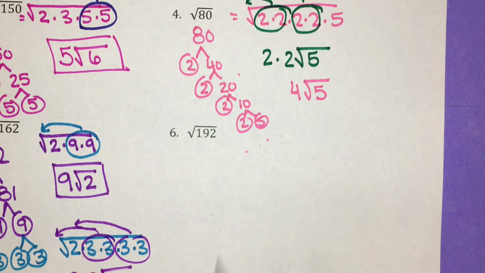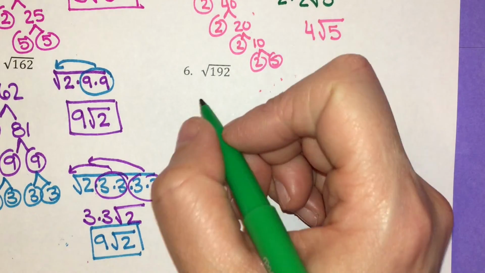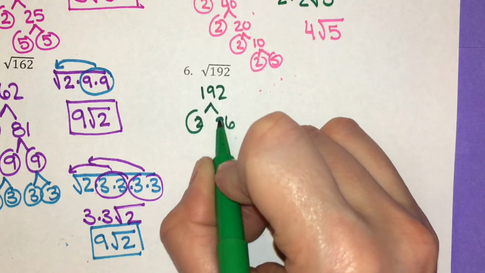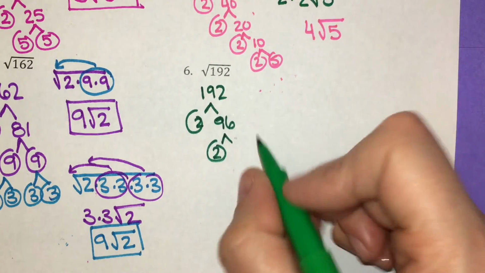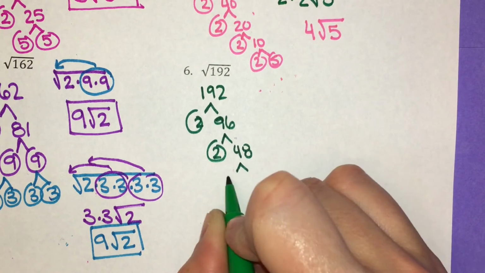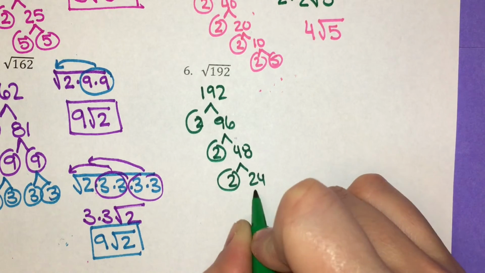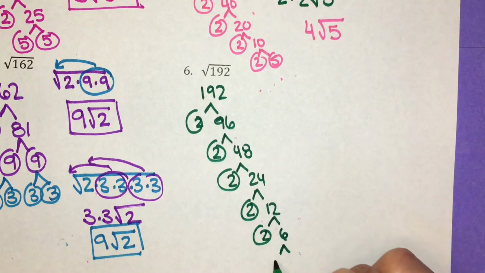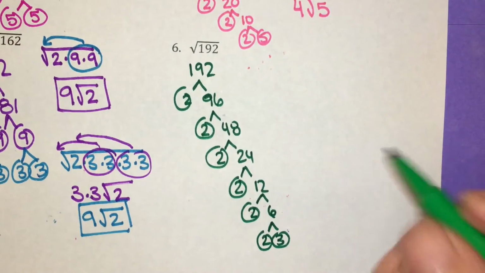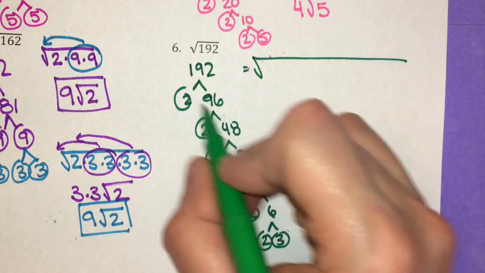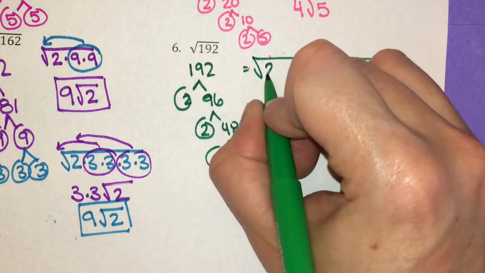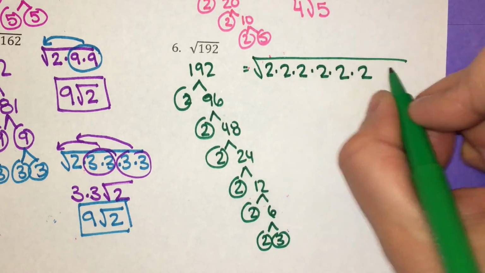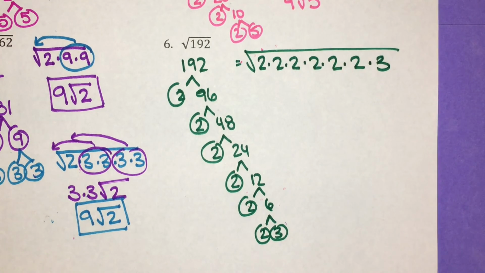Okay, then 192, square root of 192, breaks down to 2 times 96. 96 is 2 times 48. 48 is 2 times 24. 24 is 2 times 12, which is 2 times 6. And 6 is 2 times 3. So this gives me the square root. 1, 2, 3, 4, 5, 6 2's multiplied together. Multiplied by a 3.